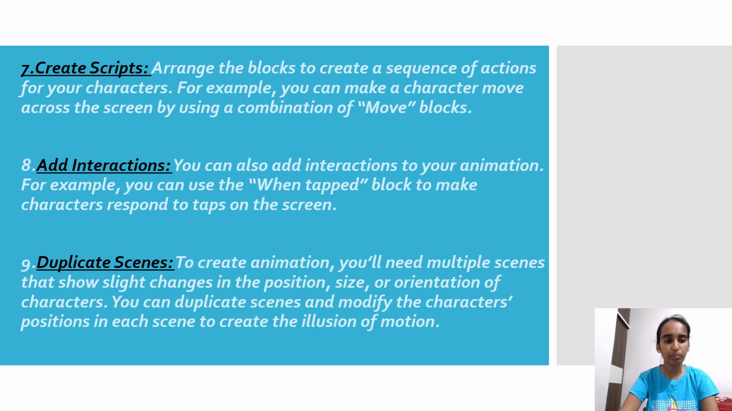And here is the seventh step. Create scripts. Arrange the blocks to create a sequence of actions for your characters. For example, you can make a character move across the screen by using a combination of move blocks. Add interactions. You can also add interactions to your animation. For example, you can use the tapped event block to make a character respond to taps on the screen. Duplicate scenes. To create animations, you will need multiple scenes that show slight changes in the position, size, or orientation of the characters. You can duplicate scenes and modify the character's position in each scene to create the illusion of motion.